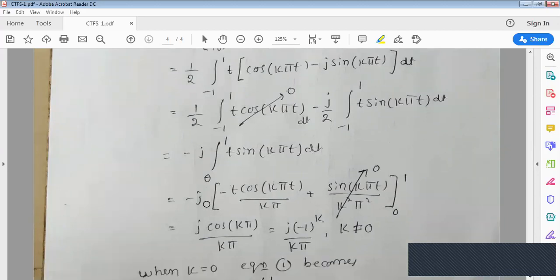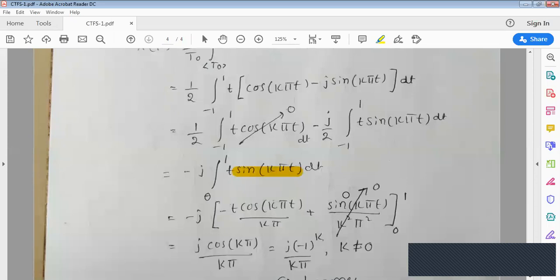So minus j into, this will become t into the integral of sin, which is minus cos k pi t divided by k pi, minus of minus plus sin of k pi t into the derivative of t, which is 1, divided by k square pi square. So the integration is shown here. Only thing is I missed 1 by 2 here. That's the only difference.